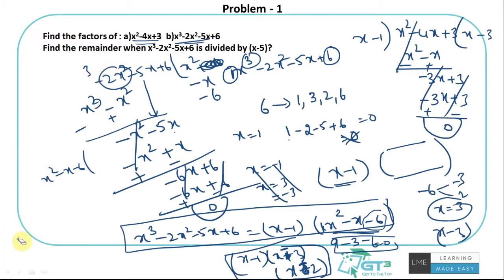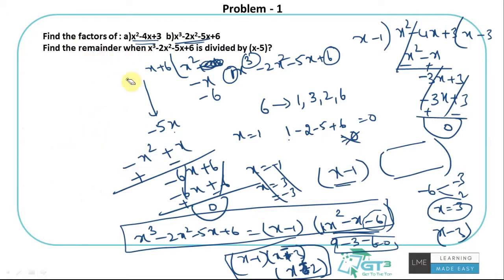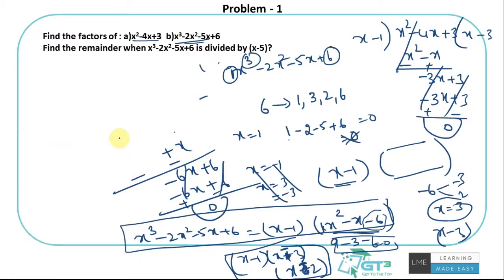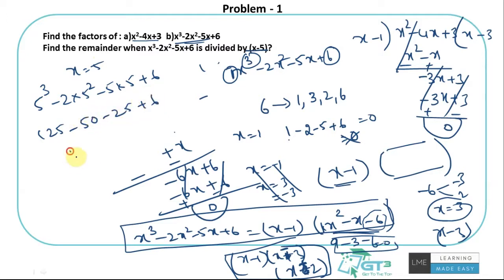So now let's look at the next one. Find the remainder when x cube minus 2x square minus 5x plus 6 is divided by x minus 5. So as I said, the simplest way is to just substitute. When divided by x minus 5, take x equals 5, put it here: 5 cube minus 2 into 5 square minus 5 into 5 plus 6. So it's 125 minus 50 minus 25 plus 6, 131 minus 75.